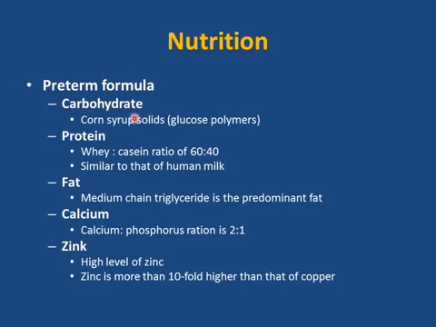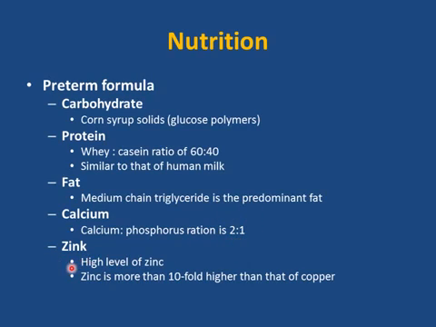The main carbohydrate in preterm formula is corn syrup solids, the glucose polymers. For protein, the whey to casein ratio is 60 to 40, which is very close to that of human milk. Medium-chain triglyceride is the predominant fat in preterm formula. The calcium to phosphorus ratio for maximum absorption of calcium is 2 to 1. It's very important to know this ratio. Calcium has to be double the phosphorus for maximum absorption, especially if you are preparing TPN for preterm babies when they are in the hospital.